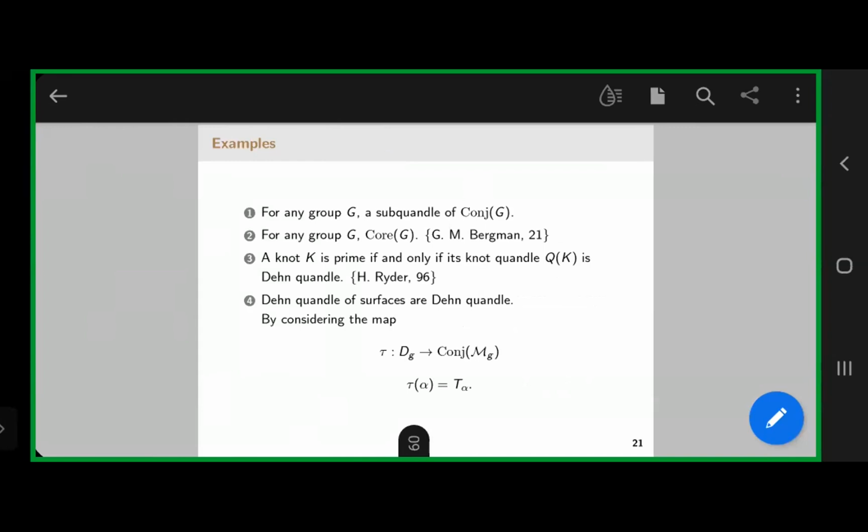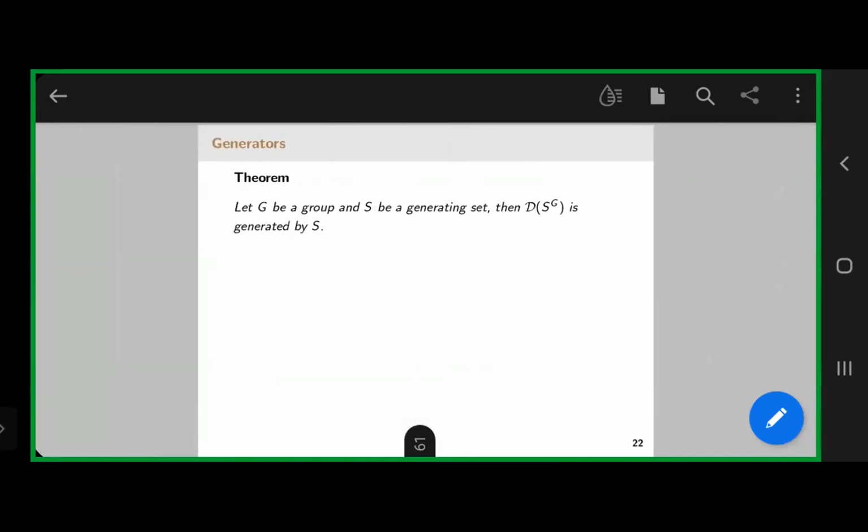One of them was previously discussed in the previous lecture: if you take the conjugation of a Dehn twist, it again becomes a Dehn twist along the curve under the homeomorphism with which you are conjugating. So now you can see the Dehn quandle of surfaces in two different ways: either you can visualize them as subclasses of the curves, or as subclasses of the conjugacy classes of the Dehn twists. So my time is over, but I haven't reached anywhere.